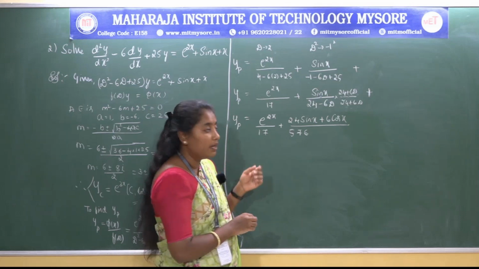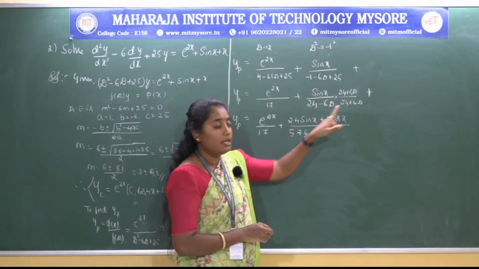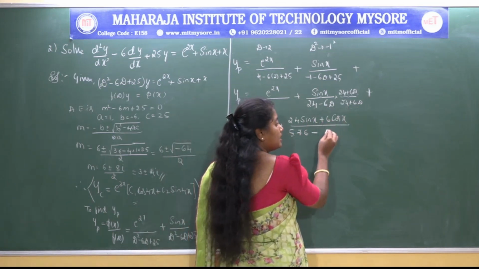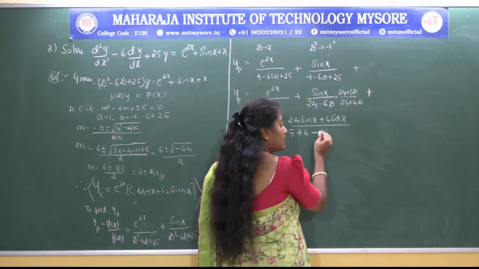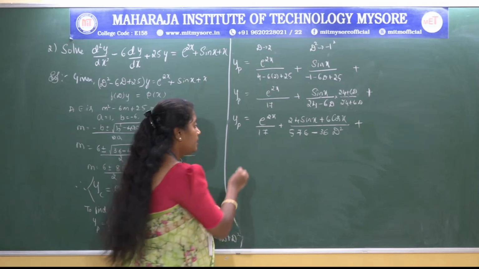24 whole square is 576, minus. a minus b into a plus b is a square minus b square. The b value is 6, 6 square is 36 into d square. So we need to write the solution of the last term.